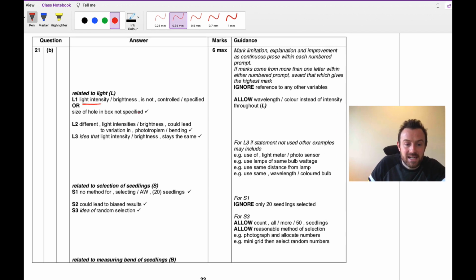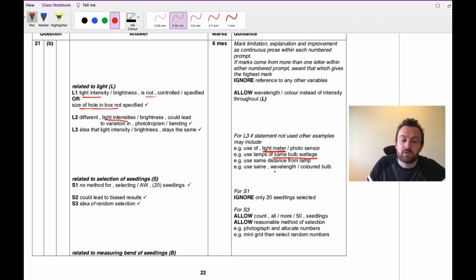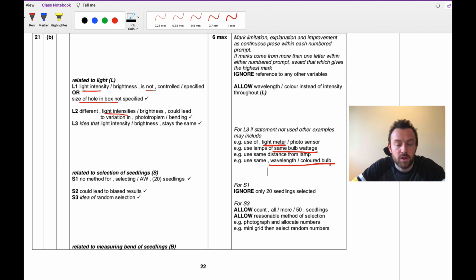Okay, so stuff to do with light. Light intensity is not controlled. Size of whole of box, there's a simpler way of controlling it. So different light intensities could lead to changes in phototropism, so we need to control it. So maybe a light meter or bulb of the same wattage, for example, same distance from lamp, same wavelength or color of bulb. Those are all things to do with light.